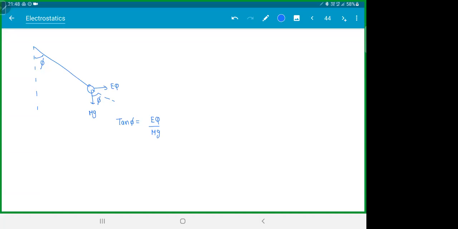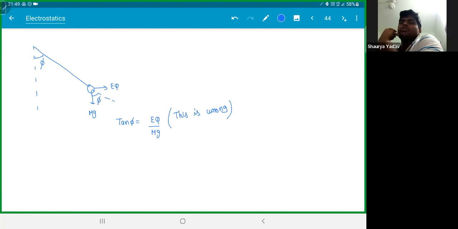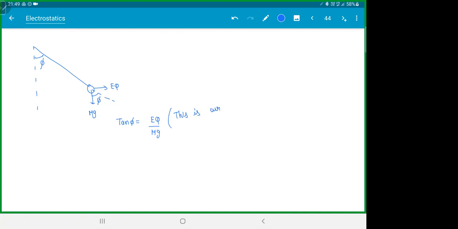Why? This is a mistake. Centrifugal forces also? What are you saying? See, at this point, what is this position? This is the point where the net force is 0, right? This is the mean position, no? Here, the net force is 0.